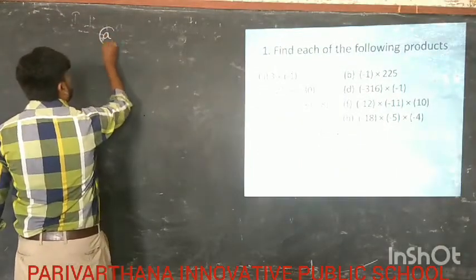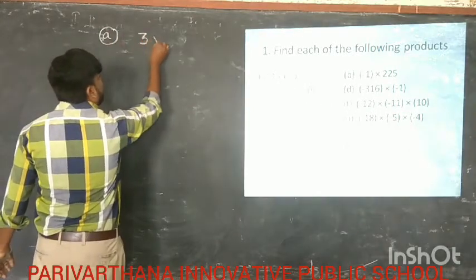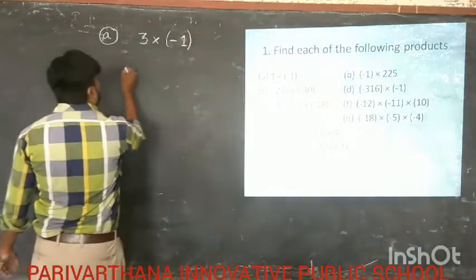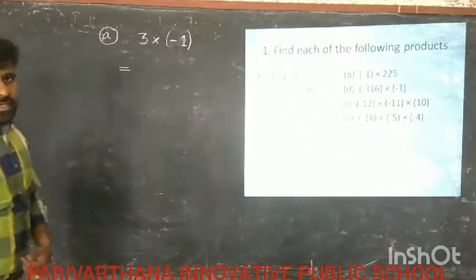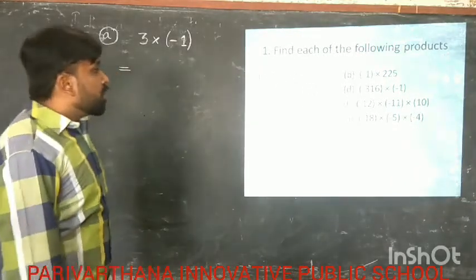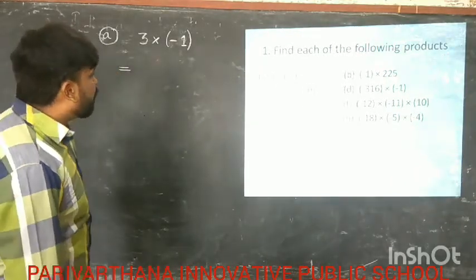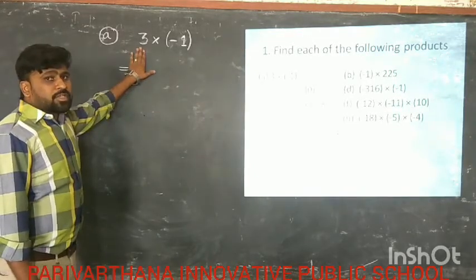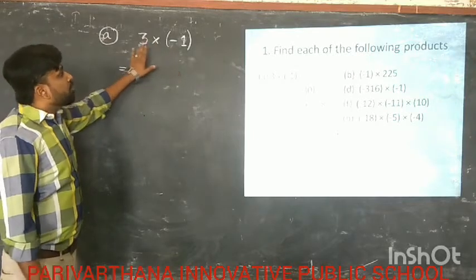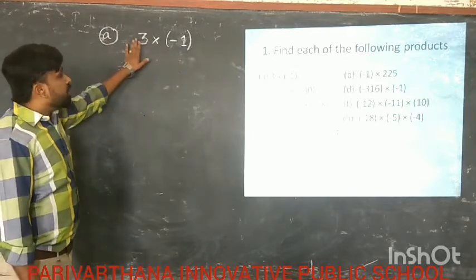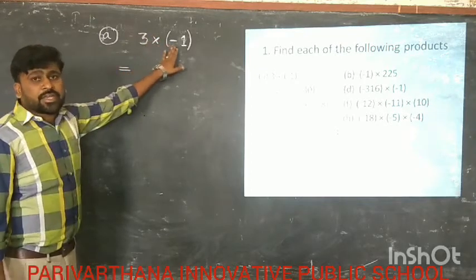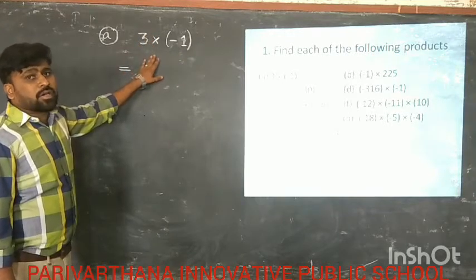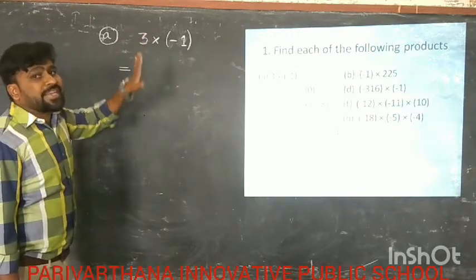That is 3 into minus 1. This is the first one. 3 into minus 1. Clear? Regarding the first problem, this is the multiplication of two integers. Here the first integer is plus 3 and the second integer is minus 1. Clear?